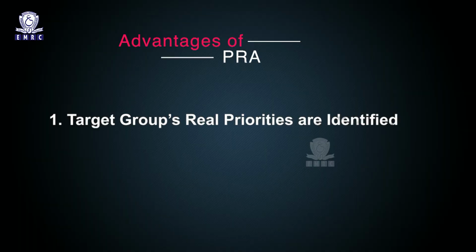Let us now understand the advantages and limitations of PRA. The target group's real priorities are identified. This is one of the most important advantages of PRA. In PRA, the target group, that is local people, are asked about the immediate problems they are facing. The outsiders do not impose their solutions on these problems. Rather, they explore the solutions with the local people in which they are really interested.